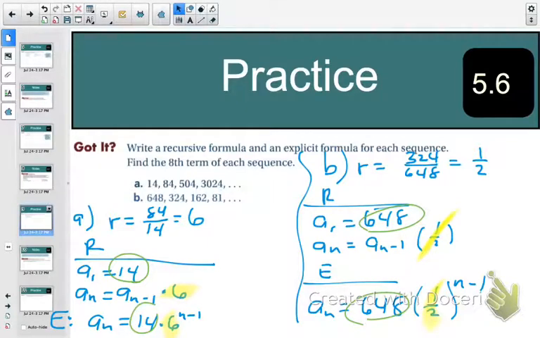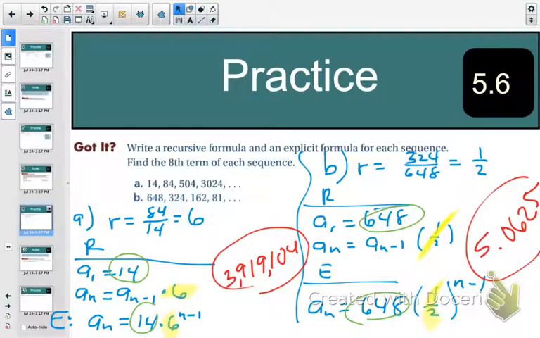Okay, and then you can just plug in 8 to figure out what the 8th term of the sequence should be. So let's do that really fast. Alright, so I plugged in 8 and I plugged it into the explicit formula since that's the one that's useful. And I got 3,919,104. So that's pretty big.